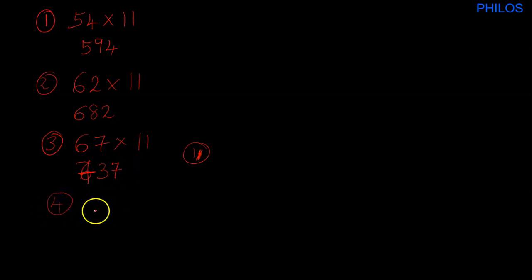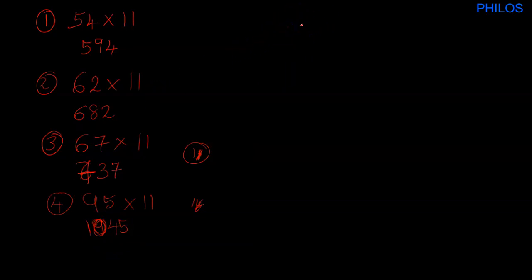Example 4. Let's say 95 times 11. You write the first digit, which is 9. Leave a space and then write the last digit, which is 5. 9 plus 5 gives you 14. So what you do is to write the 4 only. Then the remainder, which is 1, you add it to the 9 to give you 10. So you change the 9 to 10. So that is 1045. So let's take the last example.